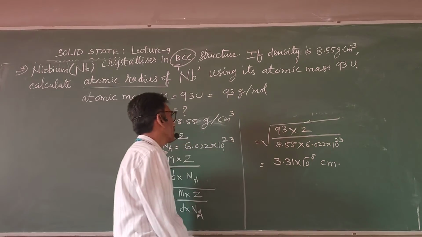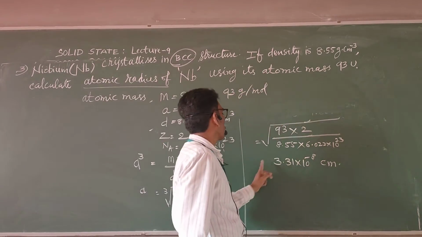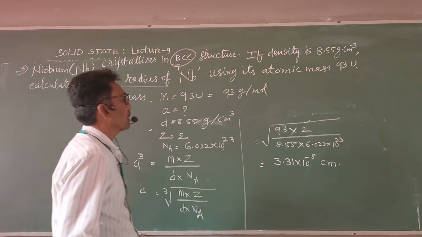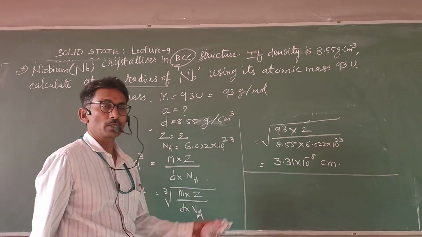This is generally happened. Why? Because density is given in gram per centimeter cube and edge length is in centimeters. So after edge length, what is the relation between a and r? This primary step is over. First step, major step is over.